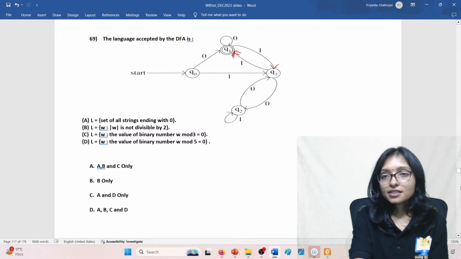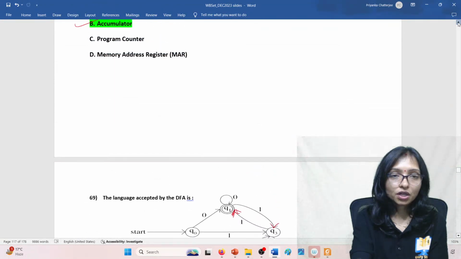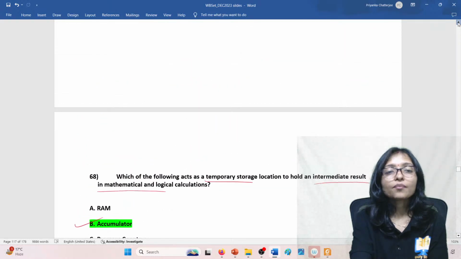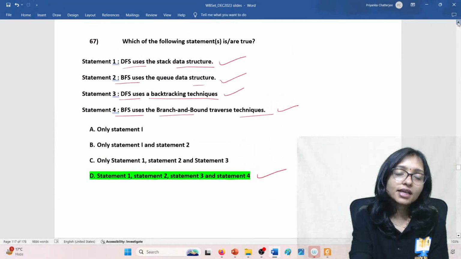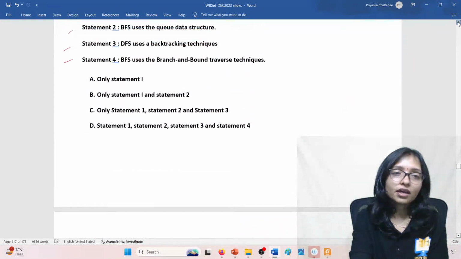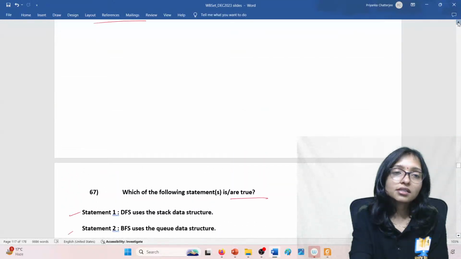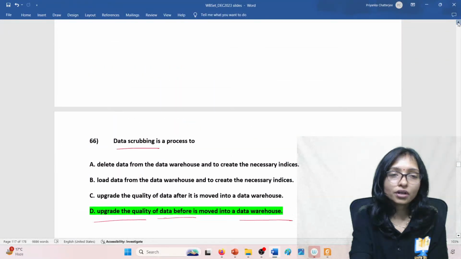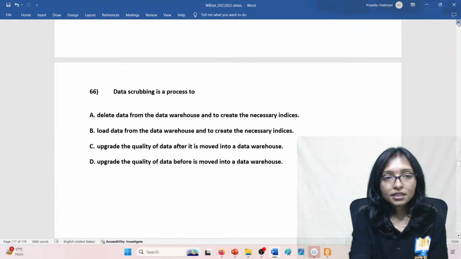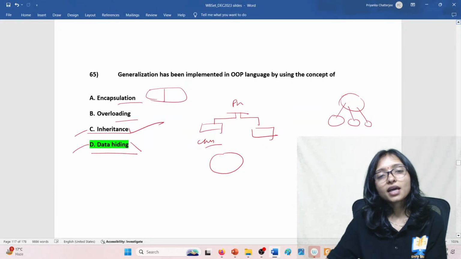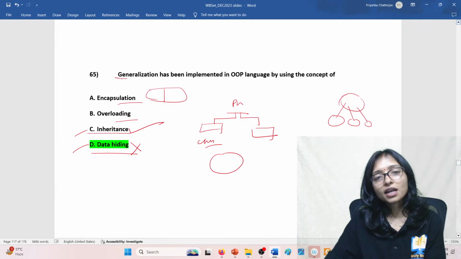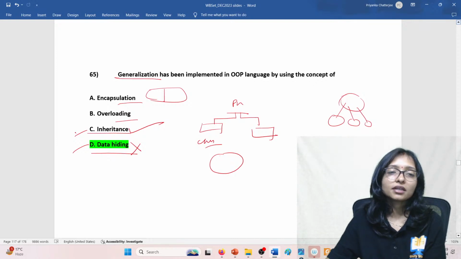Acha. Answers are coming. Before that I want to clarify this answer because it was my confusion also. I think the answer was wrong. Whatever answer is given, that is data hiding. I think this answer should be inheritance only. According to my understanding also, the answer is inheritance only for this question. That was question number 65. For this question, data hiding cannot be generalization. Generalization can be inheritance. According to me also, the answer is this one.